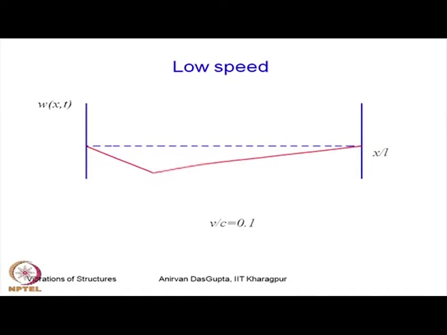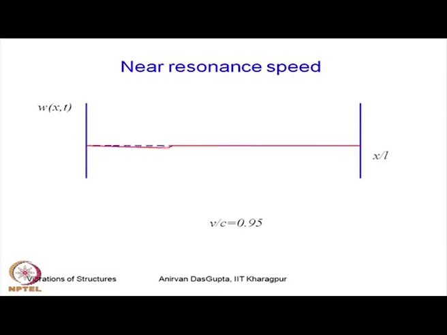Now, this is at low speed where V over C is 0.1. So, it is 10% of the critical speed. In this animation, this is a near resonance. V over C is 0.95. So, it is 95% of the critical speed.